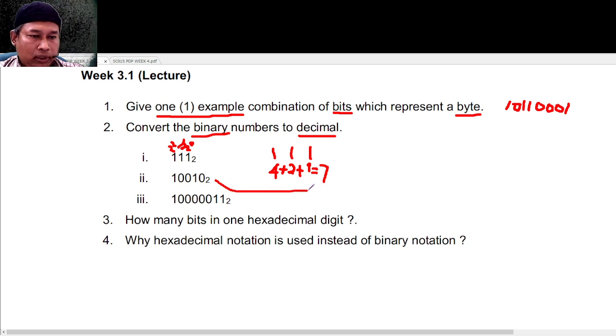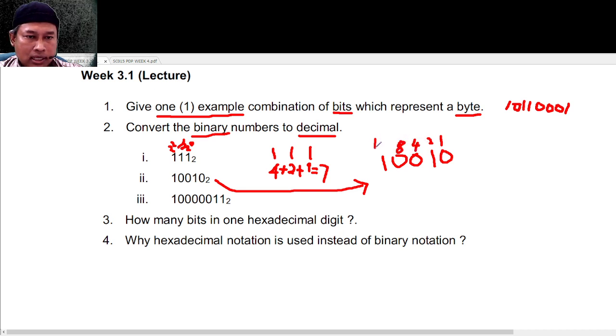And then question number 2, this is question number 2. 1 0 0 1 0. This is 1 2 4 8 16. Okay, 16 plus 2 equals 18.